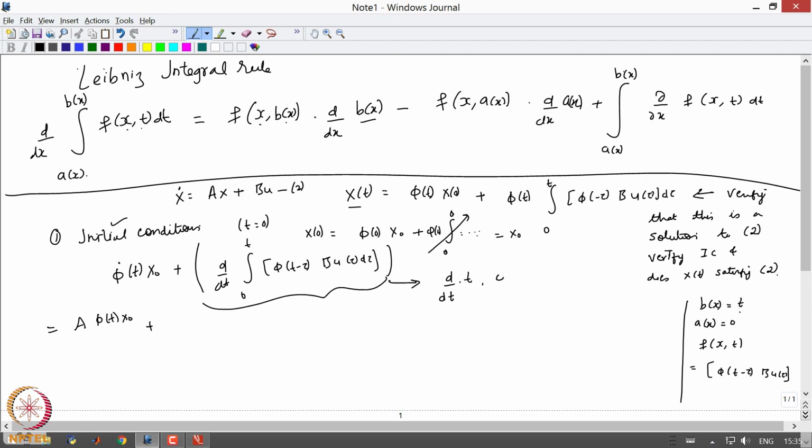So, this will be phi of t minus t b u t. Okay. So, this is what the first expression will look like. The second expression, a is 0, so this will not come into our case, and the third term would be the integral from 0 to t of d over dt of whatever is inside, phi of t minus tau b u tau d tau.